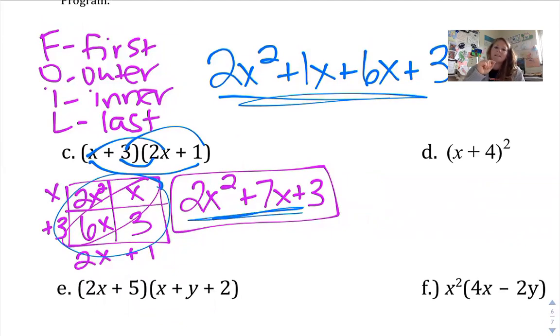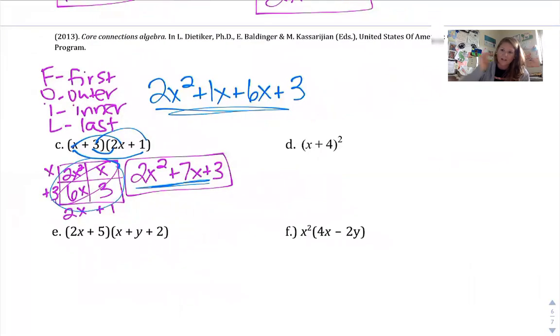I will say that this kind of only works if you have it set up like problem C, where each parenthesis has two pieces. So like for problem E, I would not use that because you're going to miss a piece because it's not just those 4 pieces. But it's an option that you could do for letter D if you wanted to.